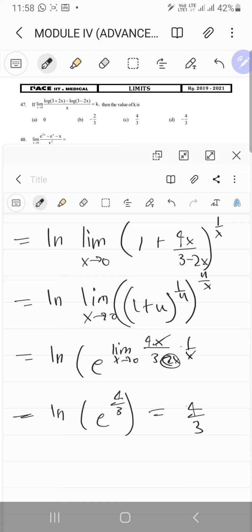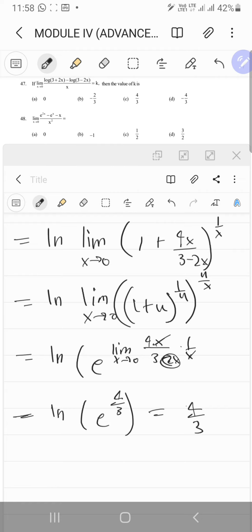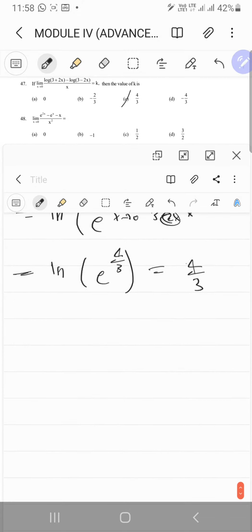So that's nice. It's 4 upon 3. What else do we need? The limit as x tends to 0 of e to the 2x minus e to the x minus x upon x squared. Okay. Oh, we didn't mark the answer. We should be marking it. Right. That's weird. Let's see, e to the x minus x squared. Okay.